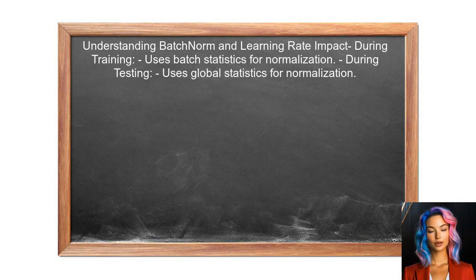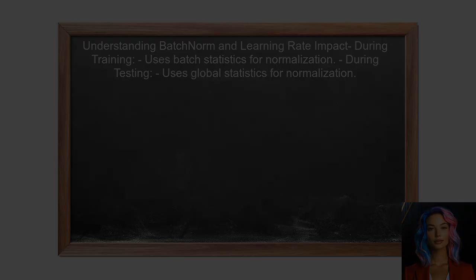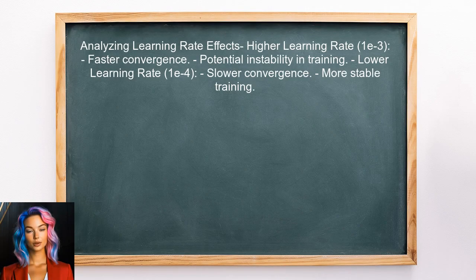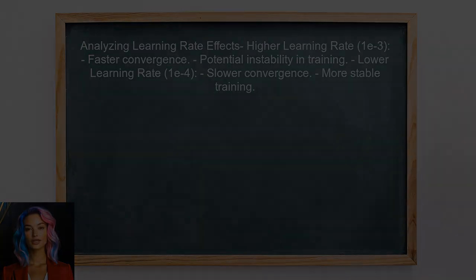To understand the impact of the learning rate on the batch norm settings, the user should first consider how batch norm operates during training and testing. During training, batch norm normalizes the input using the batch statistics, while during testing, it uses the global statistics. Next, the user should analyze the effect of the learning rate on the model's performance. A higher learning rate, like 1e-3, may lead to faster convergence, but can also cause instability in the training process, affecting the batch norm behavior.